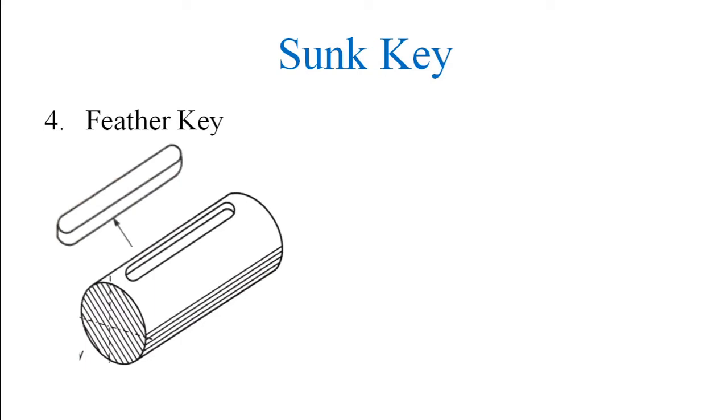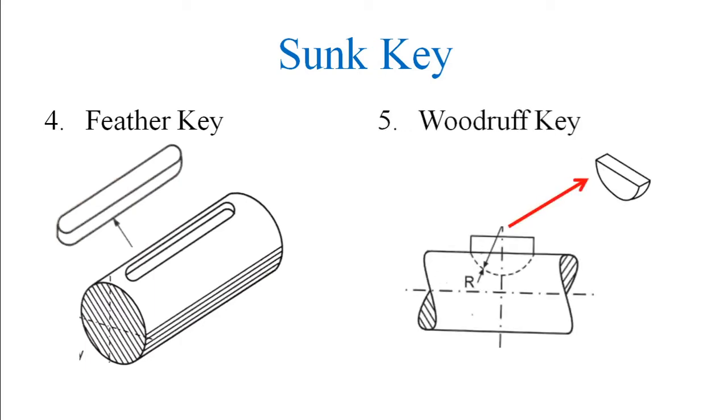Next type is the woodruff key. In the diagram we can see the woodruff key shape. A woodruff key is a sunk key in the form of an almost semicircular disc of uniform thickness, as shown in the figure. The keyway in the shaft is in the form of a semicircular recess with the same curvature as that of the key. The bottom portion of the woodruff key fits into the circular keyway of the shaft.